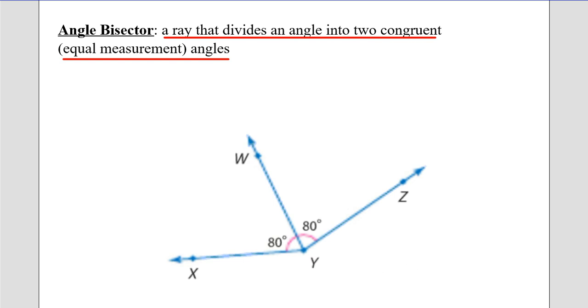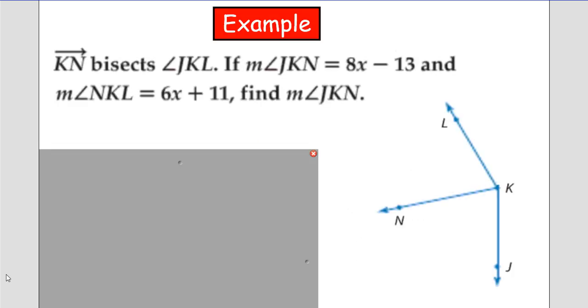So this original angle measured 160 degrees, but then ray YW cut it into two equal pieces. And because it cut it into two equal pieces, it is called an angle bisector. If it cut it into two unequal pieces, it would not be an angle bisector. If it had cut that 160 degrees so that one of them was a measurement of 110 and the other was 150, that would no longer be a bisector because it doesn't divide it into two equal pieces. It needs to divide it into two equal pieces.